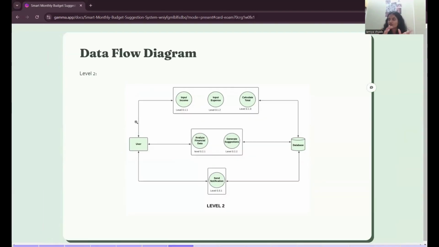So budget suggestion is divided into analyzing financial data and generating suggestions. So after analyzing financial data, the budget is suggested, and then the notification is generated if the budget or the expenses cross the limit. So all of this is stored in the database and retrieved by the user whenever required.